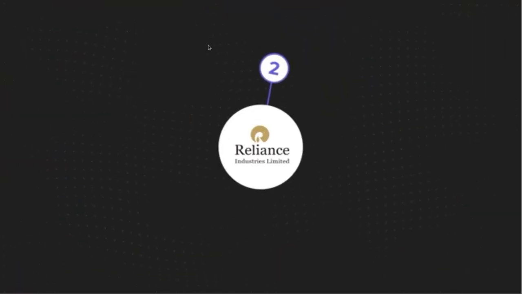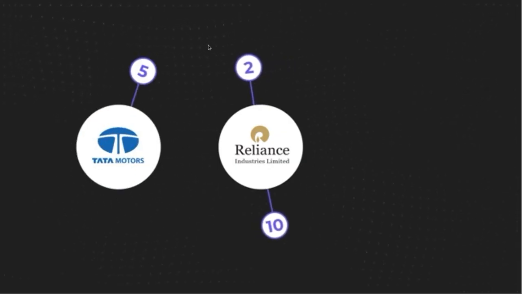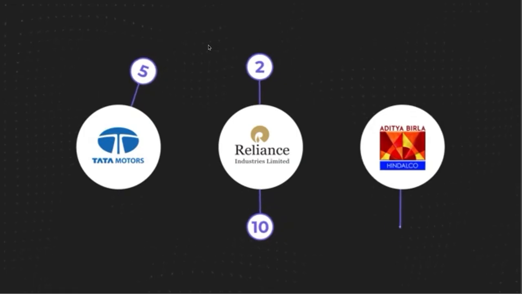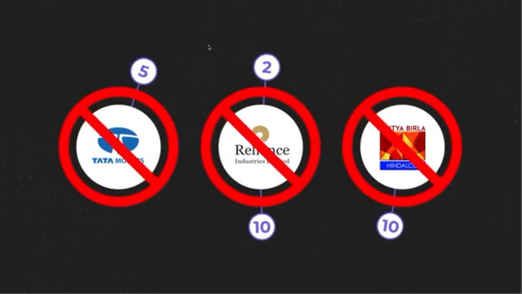In the equity segment, I can buy 2 shares of Reliance, or 10 shares of Reliance, or 5 shares of Tata Motors, or 10 shares of Hindalco. But in the futures segment you can't do that. You have to buy a lot. The lot size of Reliance is 250, so I can only buy 1 lot, 2 lots or 3 lots. I can buy in multiples, but it will be the lot size.